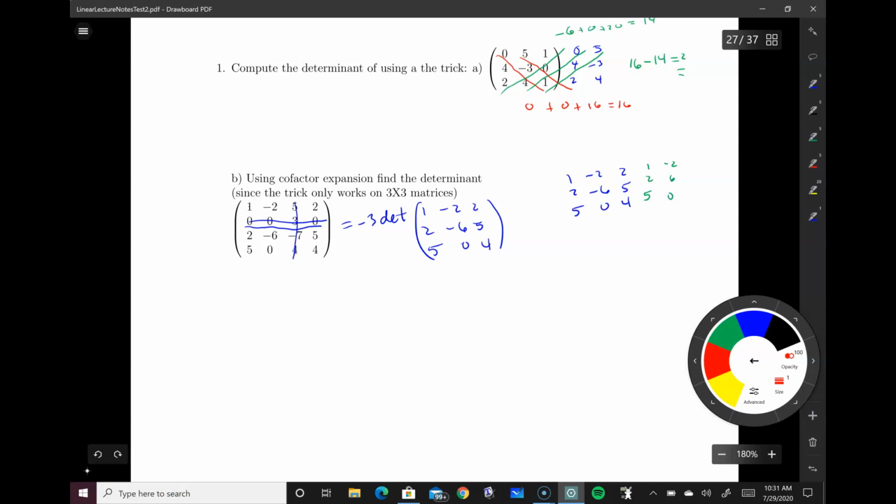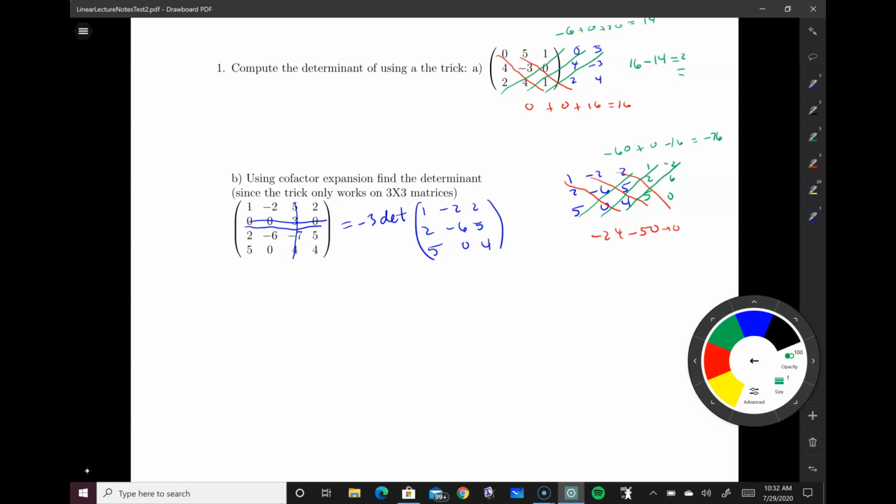Okay, so the downward product, so this gives me a -24. This gives me a -50. This gives me a 0. And then I'm going to do the upward products. So this gives me a -60. This gives me a 0. And this gives me -16. So that's a -76.